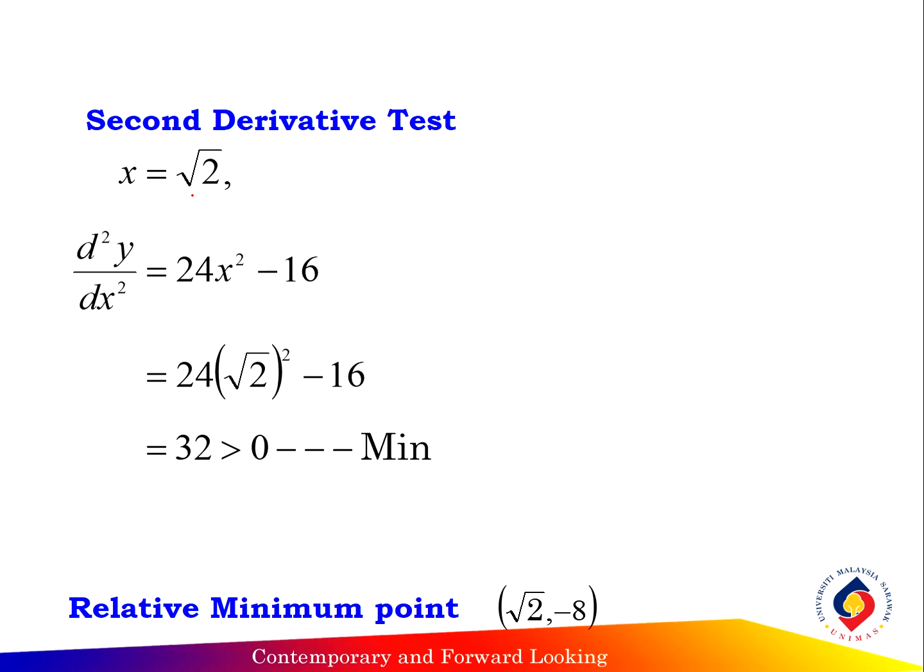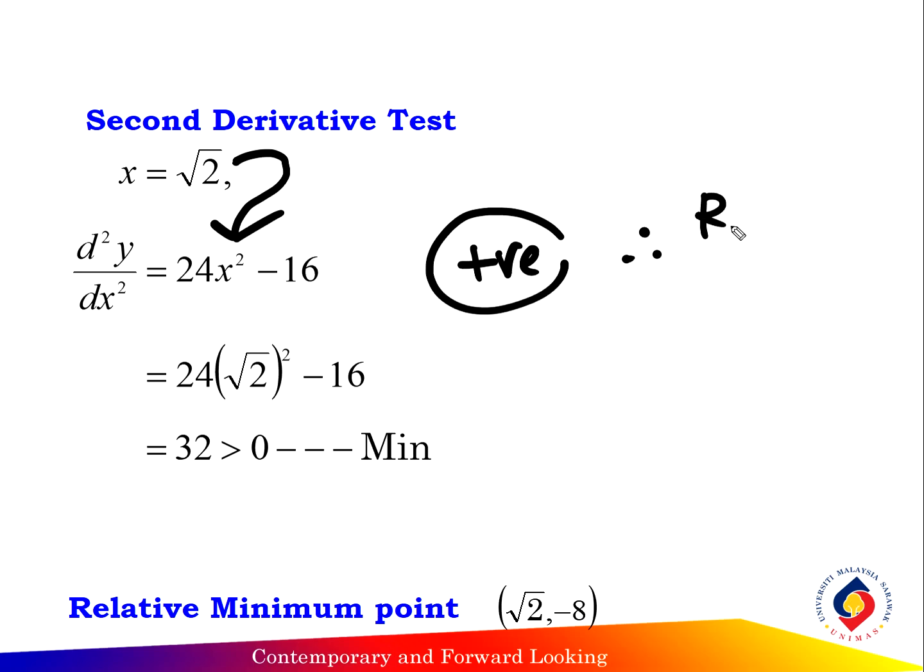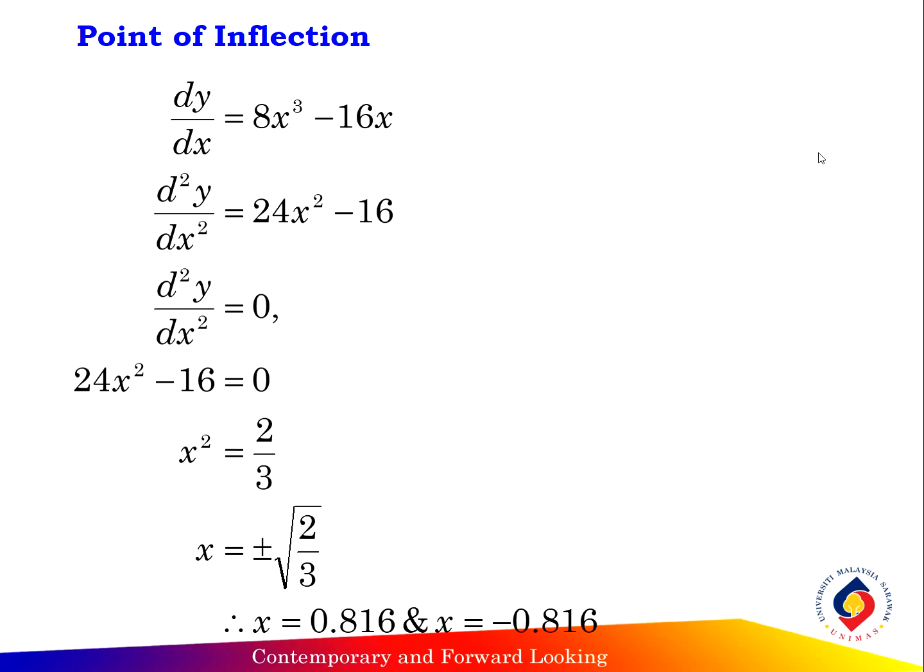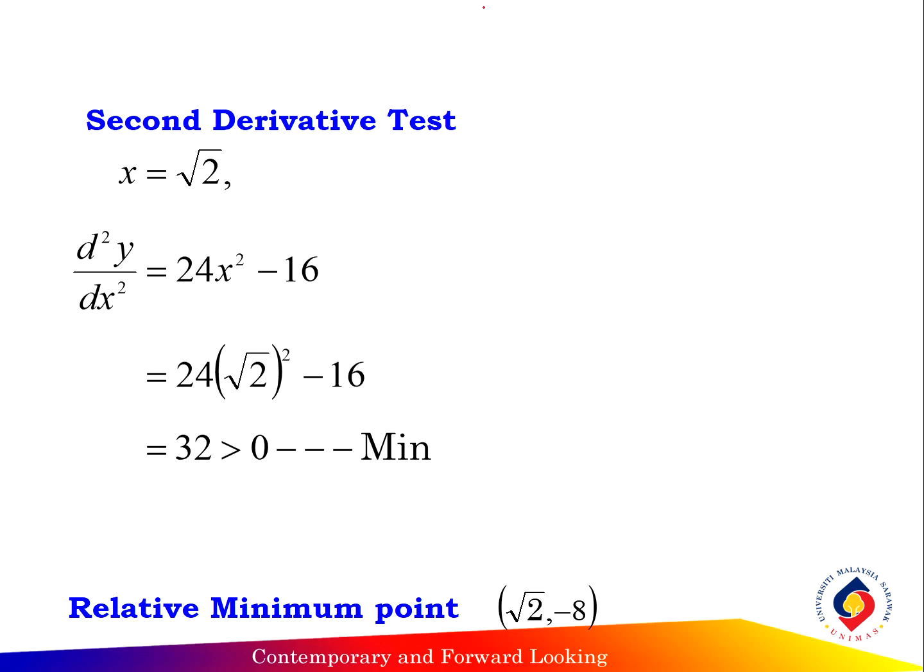And the third point, x here equals √2, and then the second derivative here equals 32, the positive sign, and here is the relative minimum point. So the relative minimum point here exists at √2, negative 8. Or second option, you can draw the table of the first derivative.